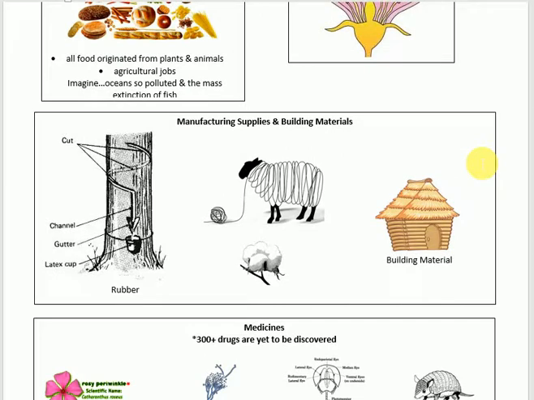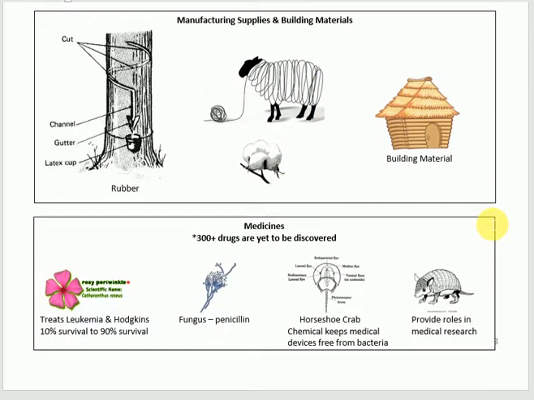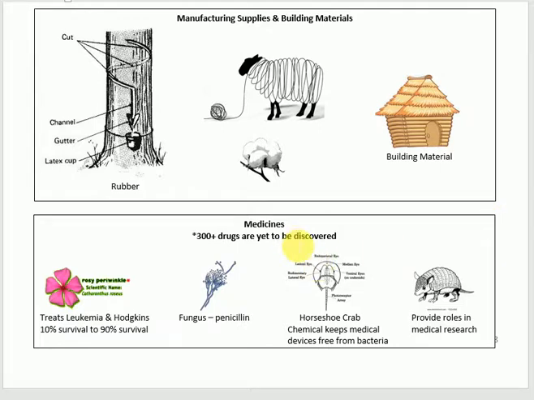And then, of course, we have manufacturing supplies and building materials such as rubber from the rubber tree. There's cotton for our clothing, wool, building materials, etc. And then there's also medicines. And it is estimated that there's approximately 300 or more drugs that have yet to be discovered. So, for instance, this simple little flower has actually started treating leukemia and Hodgkin's lymphoma and has helped these patients go from a 10% survival rate to a 90% survival rate.